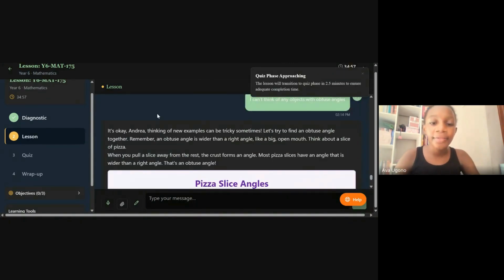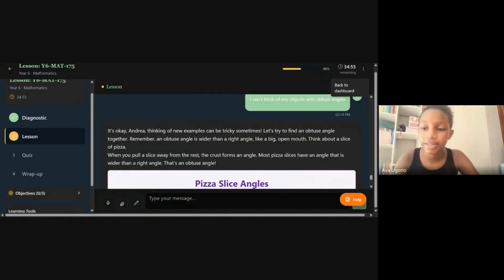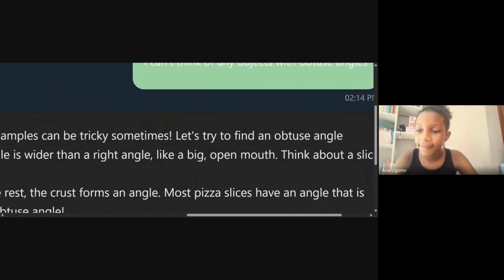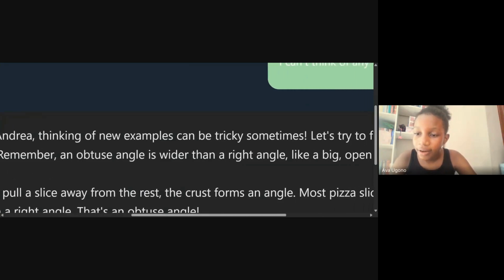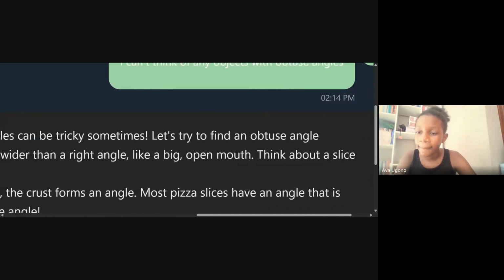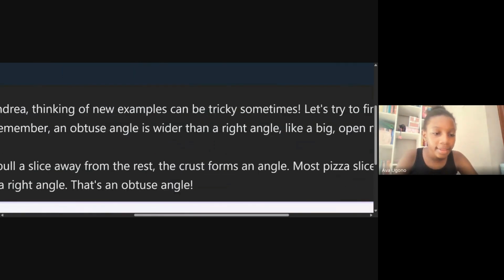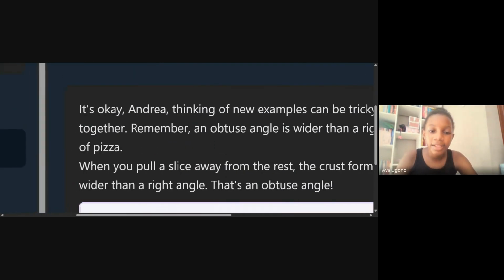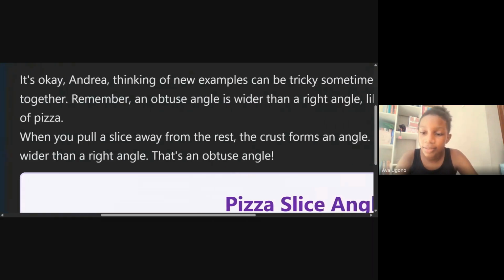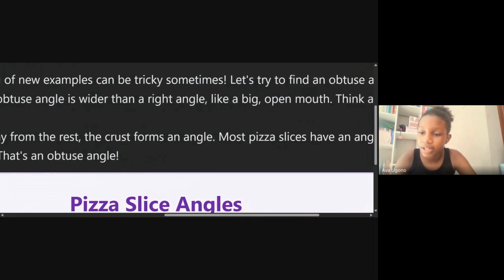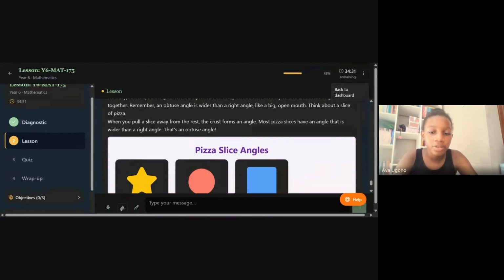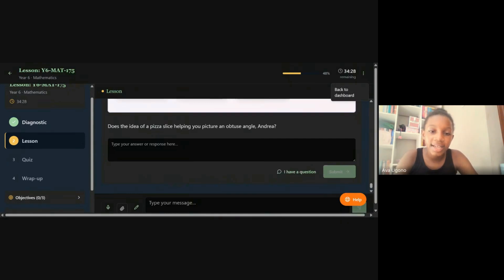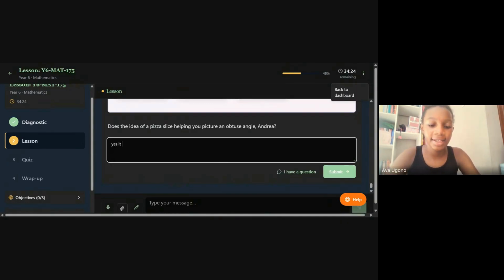It's okay, Andrea. Thinking of new examples can be tricky sometimes. Let's try to find an obtuse angle together. Remember, an obtuse angle is wider than a right angle, like a big open mouth. Think about a pizza. When you pull a slice away from the rest, the crust forms an angle. Most pizza slices have an angle that is an obtuse angle. Does this idea of pizza slicing help you picture an obtuse angle? Yes, it does.